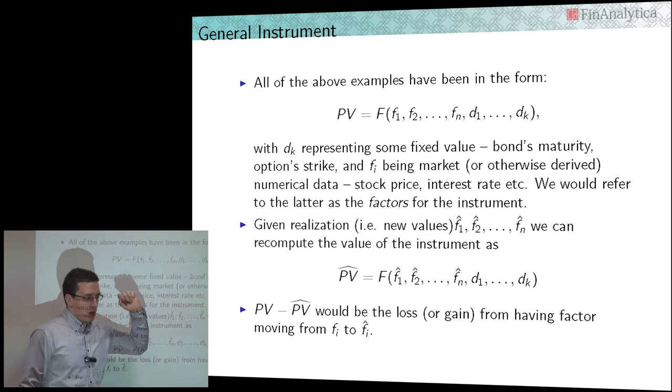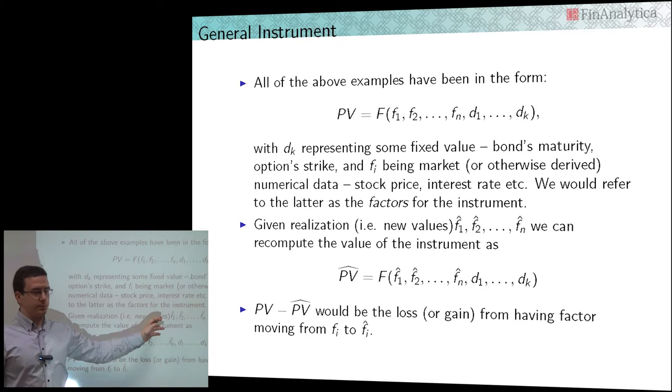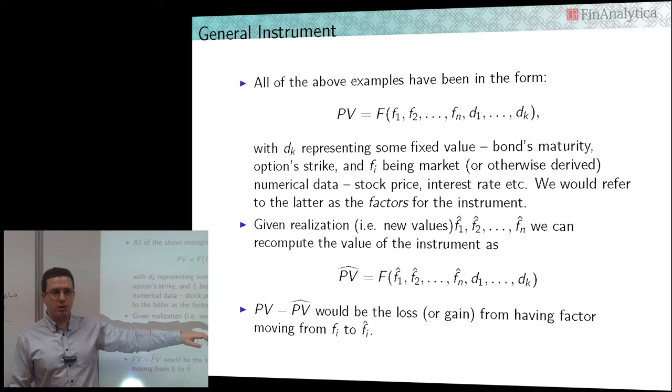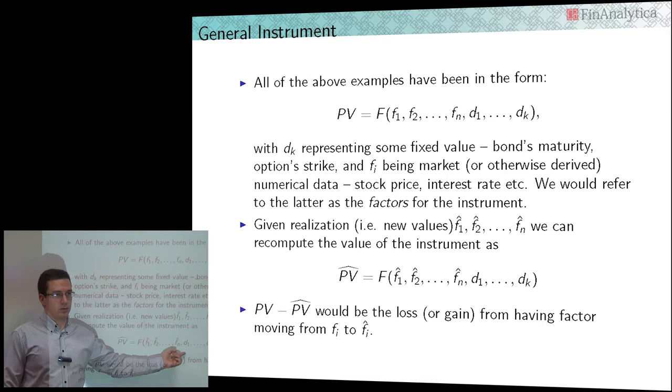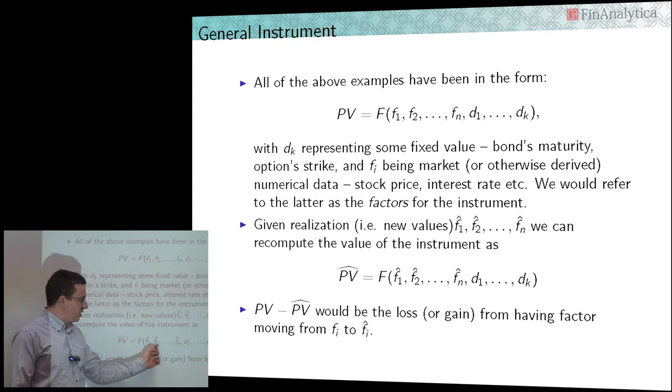What would happen if we change these factors to be another realization of the whole vector? This thing here. They're new values. They're not what is currently on the market, but it's something else. We can recalculate the whole thing. This would not be the market price at all, but this would be the market price given this realization of the factors.